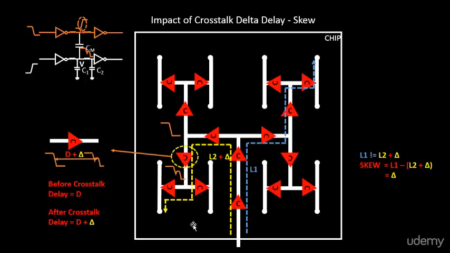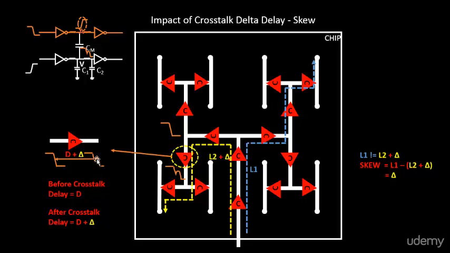So by zero skew we mean that, let's say, the latency from this clock port to this point of the flop is L1. And let's say the latency from this clock port to this flop, which is not shown but it is sitting over here, is L2 before crosstalk. So we built this clock tree in such a fashion that L1 is equal to L2. Okay, but now what happens because of crosstalk?